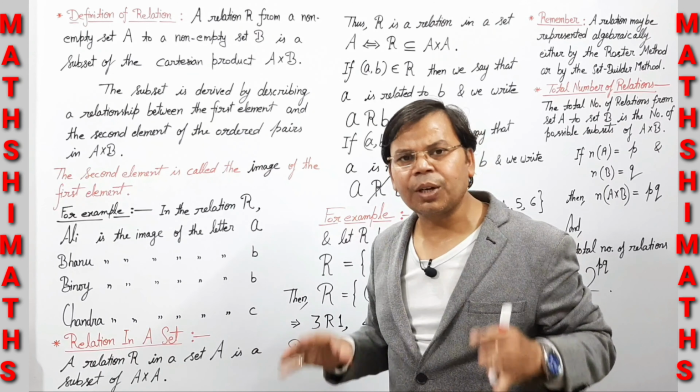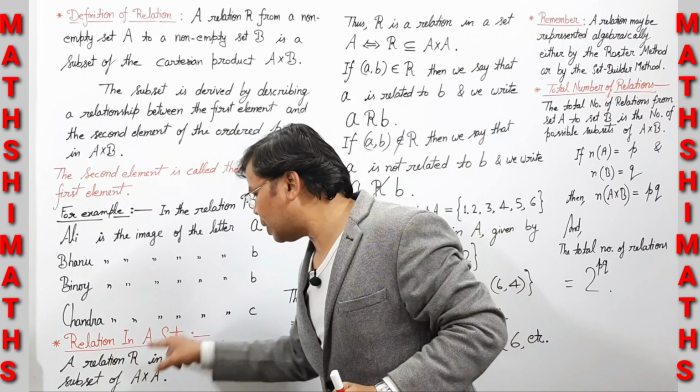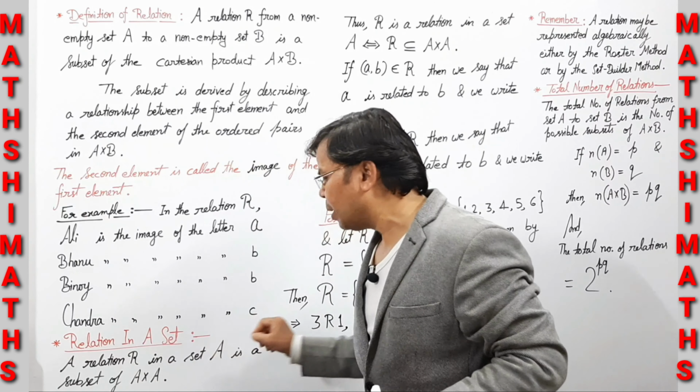Relation in a set. Now try to understand relation in a set. A relation R in a set A is a subset of A multiplied by A. Thus, R is a relation in a set A if and only if R is a subset of A multiplied by A. If the ordered pair A, B belongs to the relation R, then we say that A is related to B and we write A capital R B, but we read it as A is related to B.